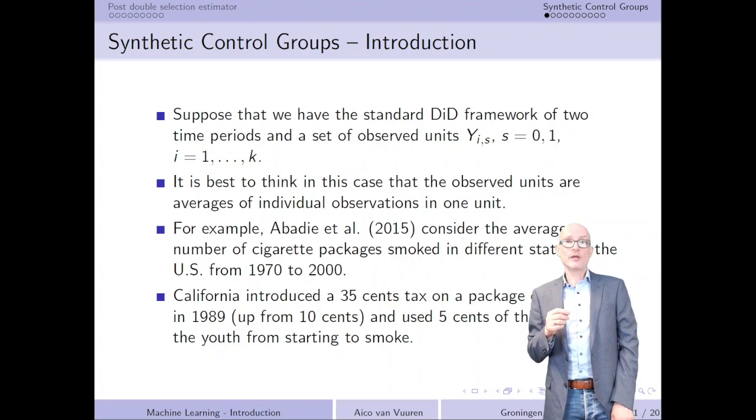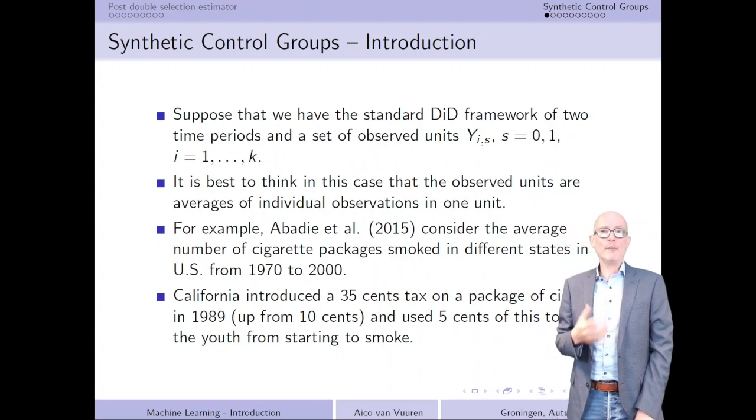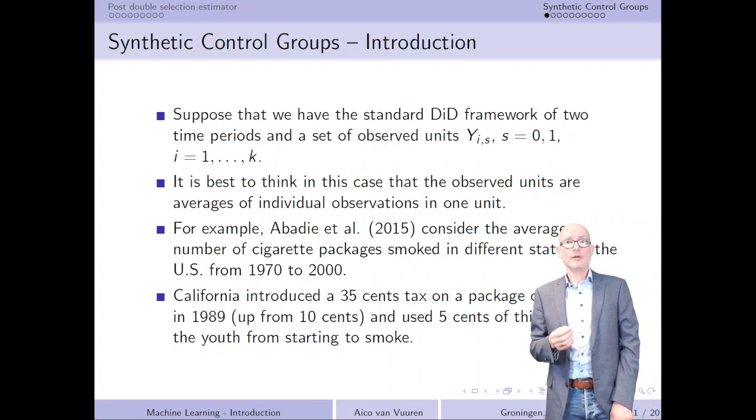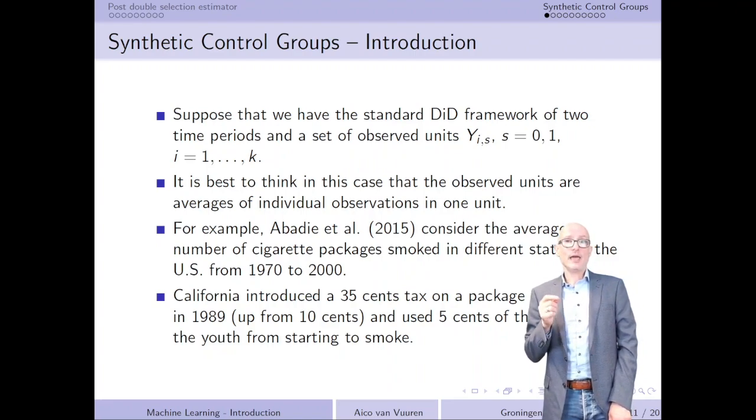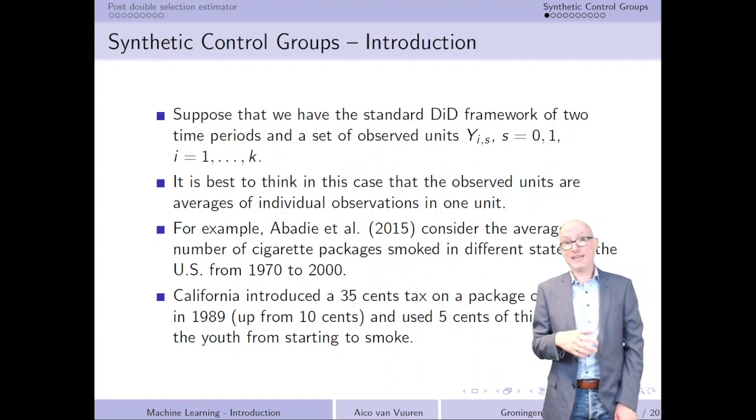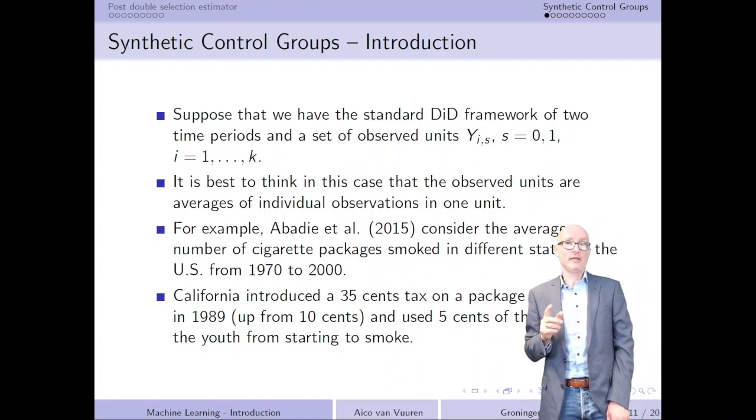And then we can look at our example. Abadie, in a paper in 2015, considered the average number of cigarette packages smoked in different states in the US from 1970 to 2000. And now they were mainly interested in one particular state, and that was California.